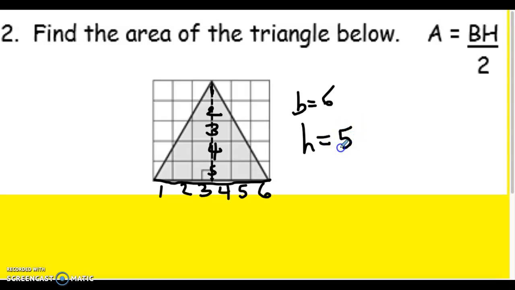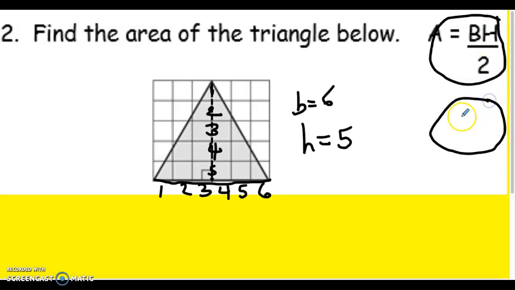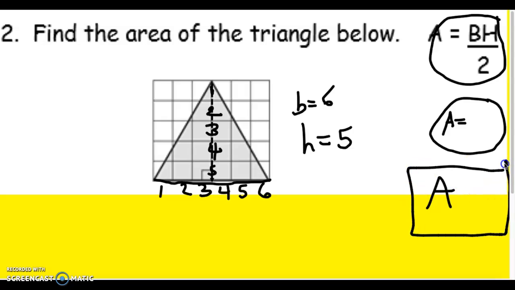So I'm going to plug those numbers into the formula and label it as units squared. So remember, when you show your work, the formula gets written first, then you plug the numbers into the formula. You're going to write in here A equals the base times height divided by 2, and then the last line, which I'll put a box around, is the answer, and you're going to label it as units squared.